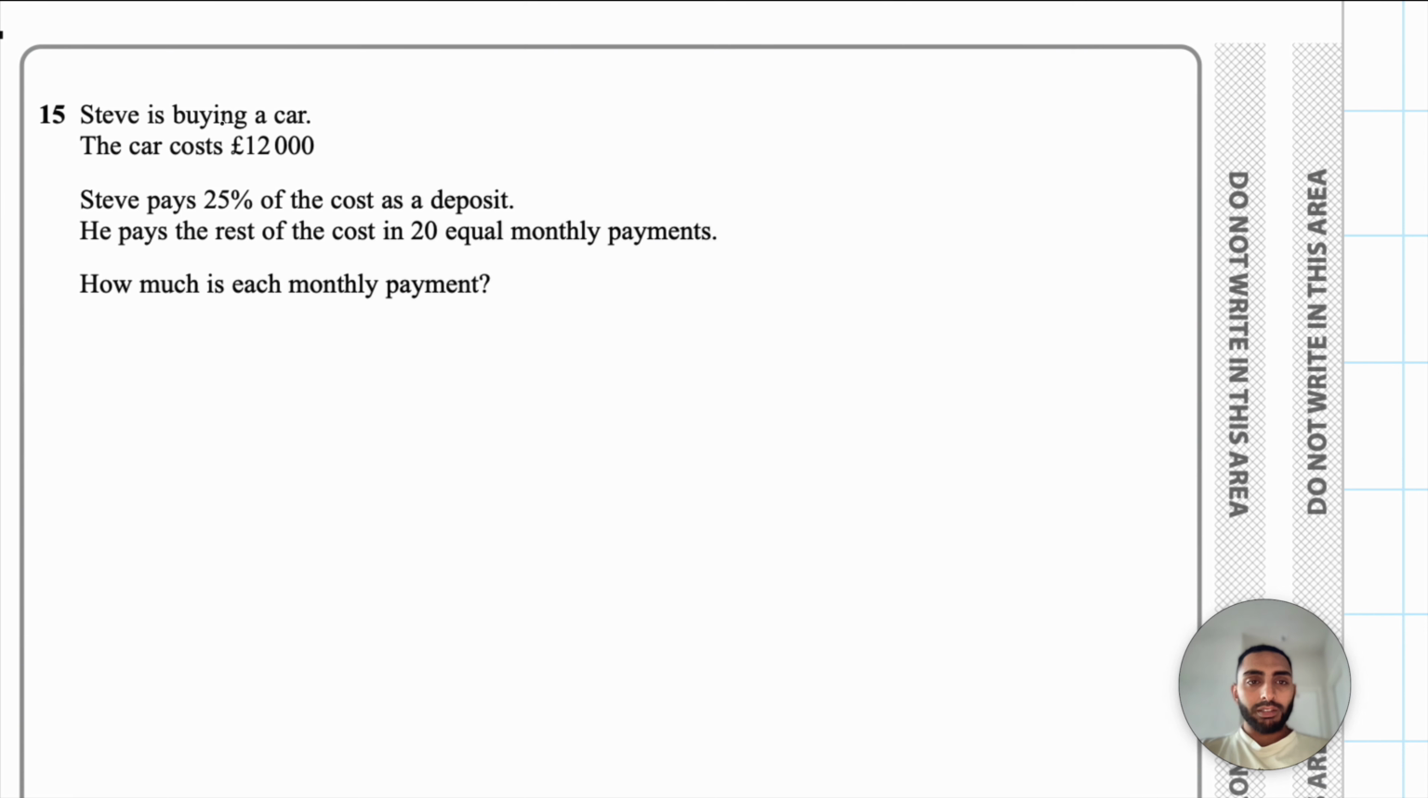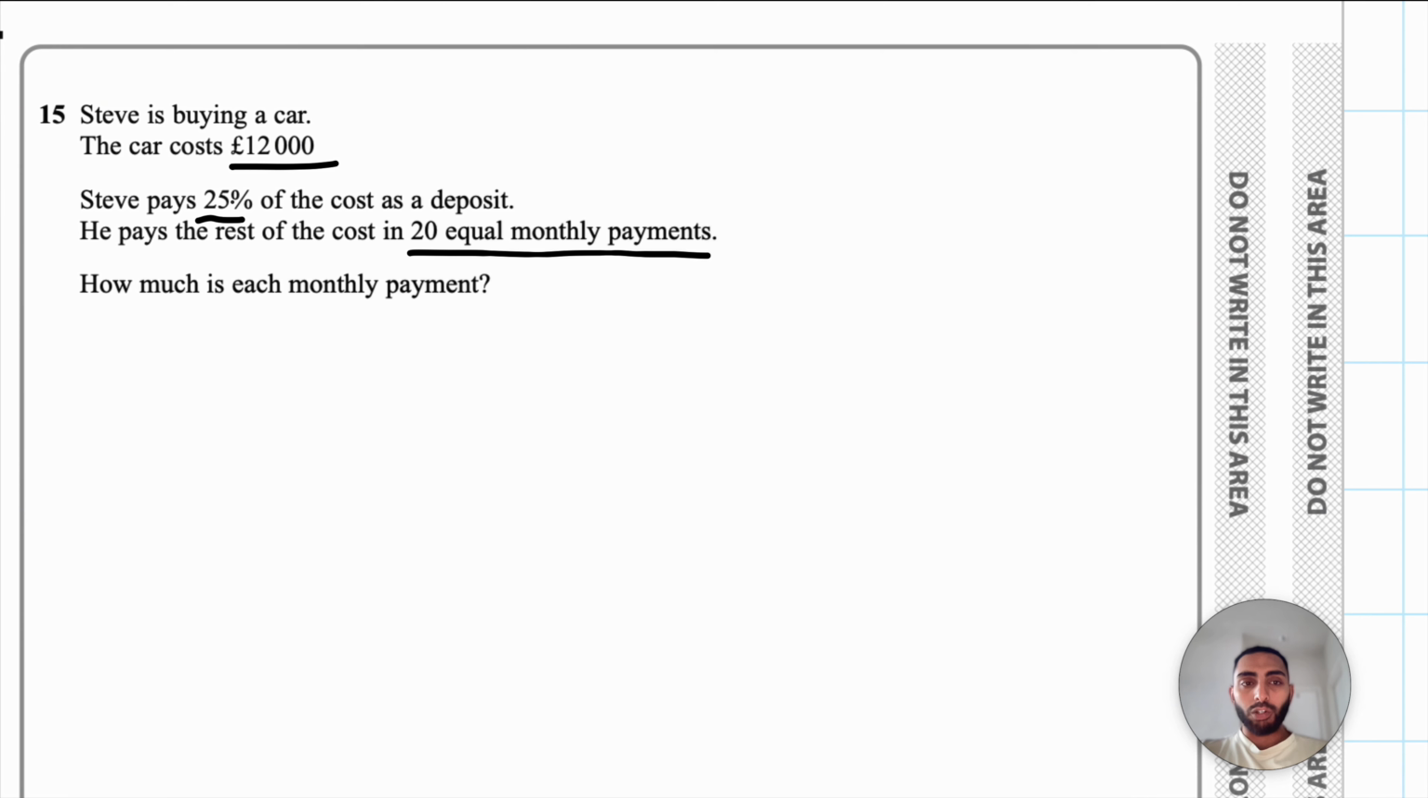Question 15. Steve is buying a car. The car costs £12,000. Steve pays 25% of the cost as a deposit. He pays the rest of the cost in 20 equal monthly payments. How much is each monthly payment? Steve's paid part of the money up front, and then he's paying the rest of the money in monthly payments.